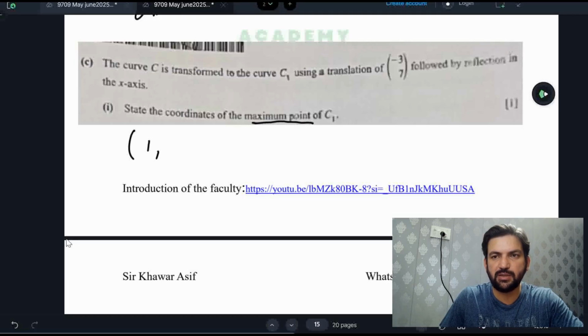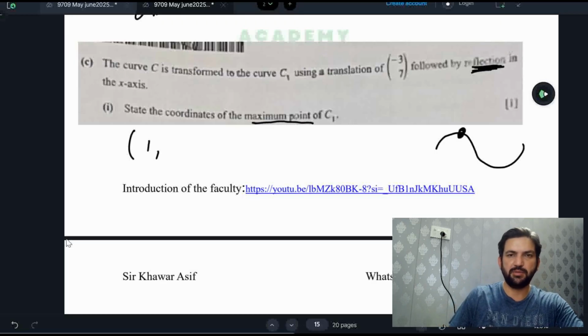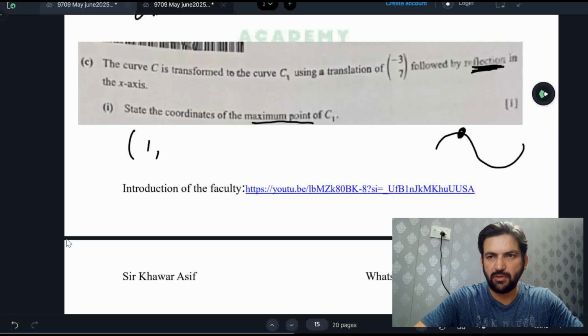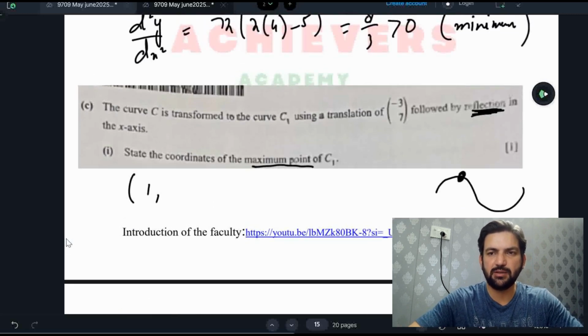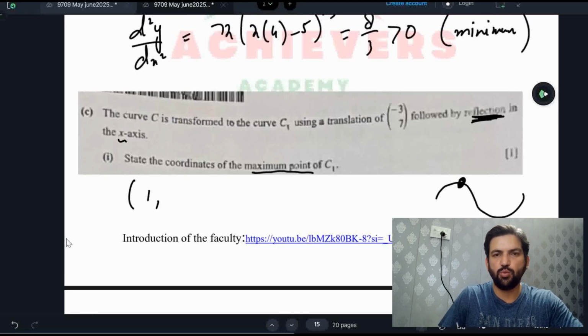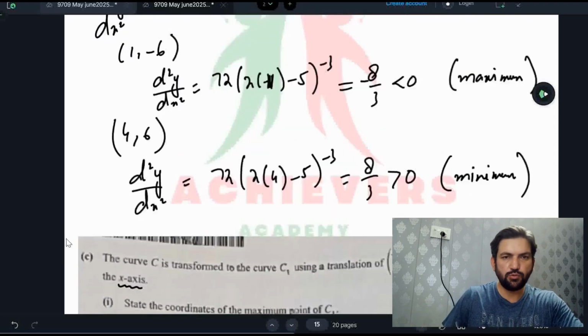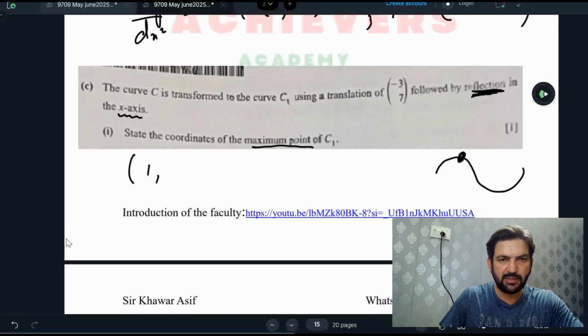This one point is important, that previously this point was the minimum point. Reflection in the x-axis means that our maximum point will be changed now, and previously it was 4 and 6. So 4 and 6 now will be the maximum point.